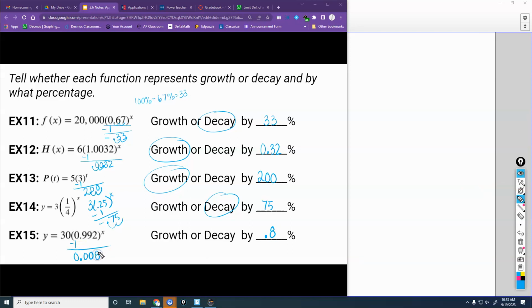So we are going to have that in part of our work, but that's the decimal. You've got to move it 2 places to change it back to a percent. So it'll be 0.8%. And that would be growth or decay? That one's a decay because you're less than 1 there. Okay, questions?